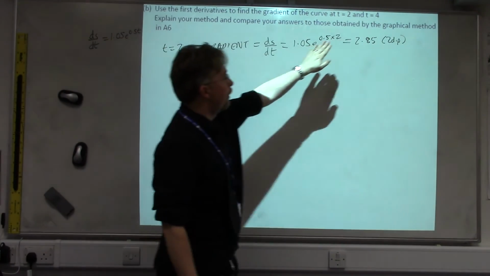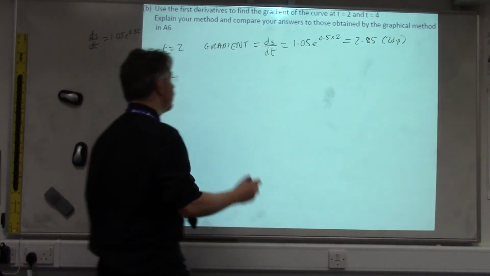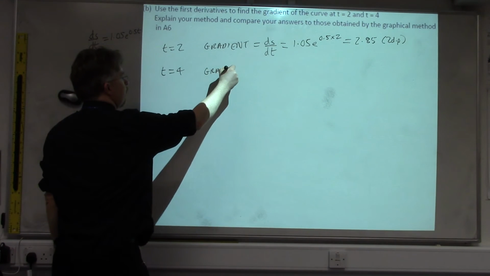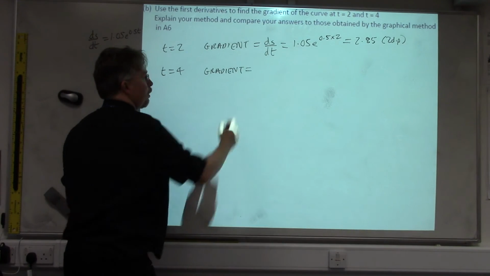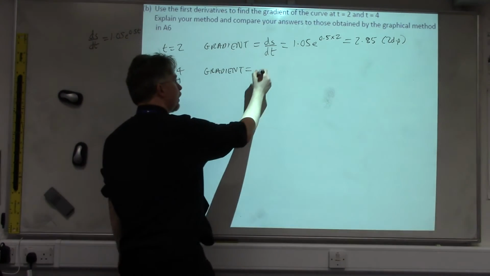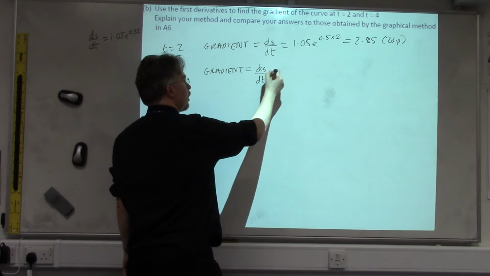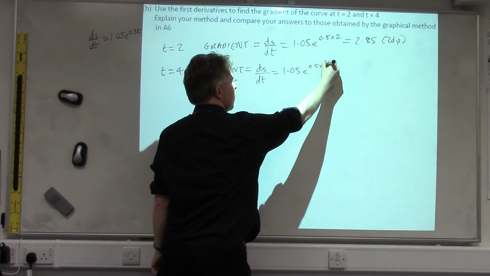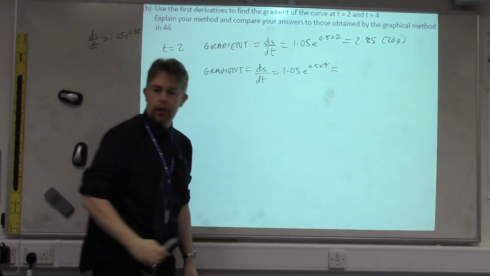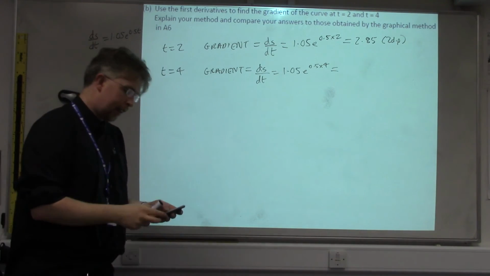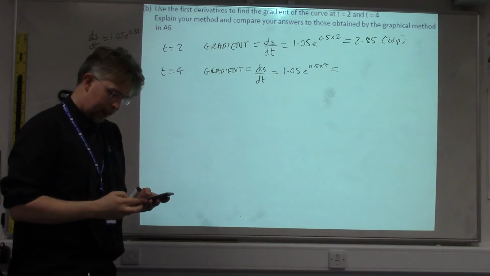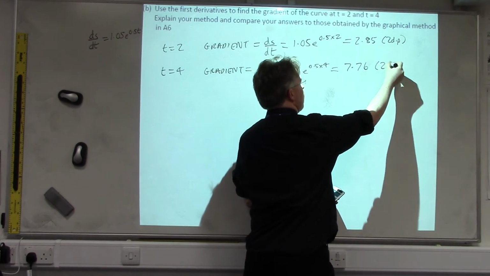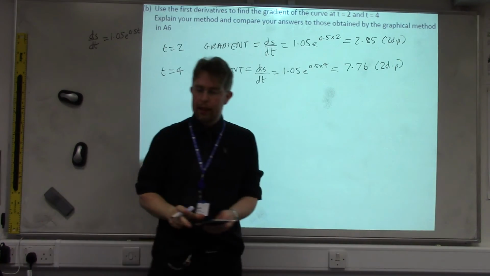Do the same thing with the other t value, t equals 4. The gradient equals ds by dt. So 1.05 e to the 0.5 times 4. Put that into the calculator and we get 7.76, to two decimal places.